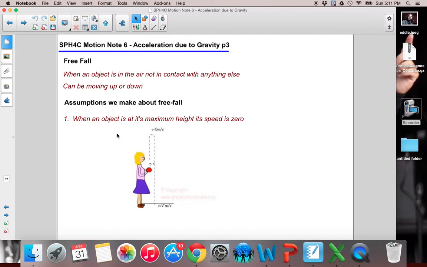So a few assumptions we make about free fall that help calculations. This isn't an assumption, this is just a fact, that if you throw something up in the air, at the very top, it's going to be 0 meters per second. So you throw it up. As soon as it leaves your hand, it's slowing down, at a rate of 9.8 meters per second squared. It gets to the top, it stops, at least for a tiny fraction of a second. Then it starts to accelerate in the downward direction, right? But when it gets to the top, the speed's 0.